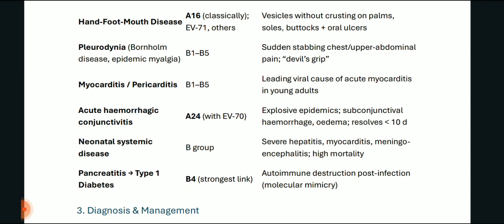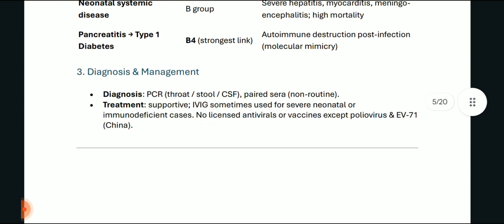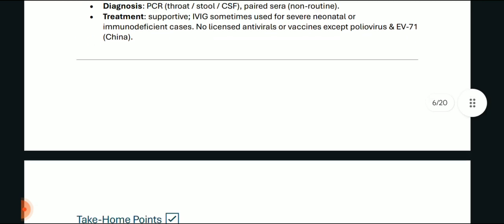Last is pancreatitis, which can lead to type 1 diabetes. B4 has the strongest link to this, and autoimmune destruction post infection is seen, which also shows the phenomenon of molecular mimicry. Now, the diagnosis and management. Diagnosis is by PCR of throat, stool, or CSF, and paired sera are taken but not very much in routine. Treatment is supportive. IVIG is sometimes used for severe neonatal or immunodeficient cases. There are no licensed antivirals or vaccines, except for poliovirus; EV71 has one.